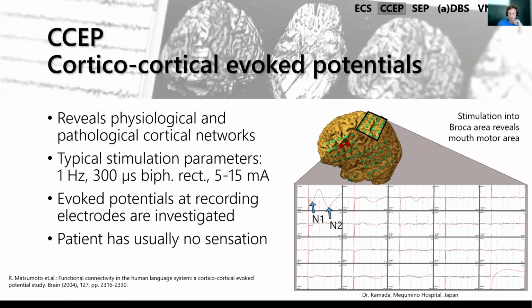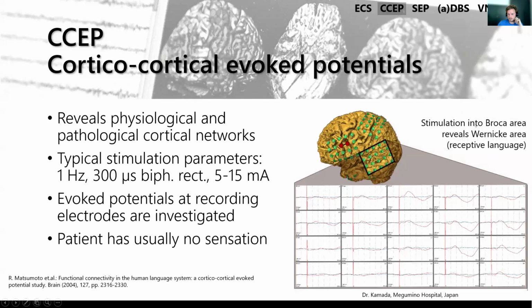And also it can be done without the patient's involvement. The patient usually has no sensation. You can do it just passively without any interaction with the patient. So in this example, when you stimulate into Broca's area, which is about here, then the mouth motor area was nicely revealed about here. And also at the same time, the Wernicke area, which is the receptive language area, was also nicely revealed here.